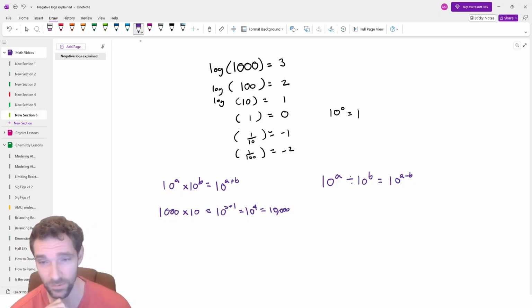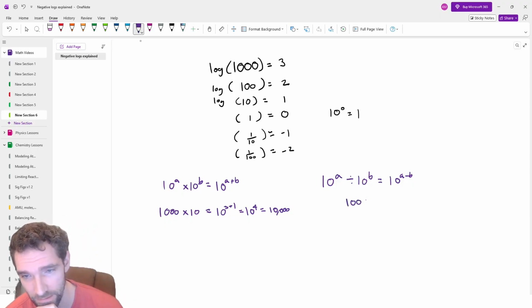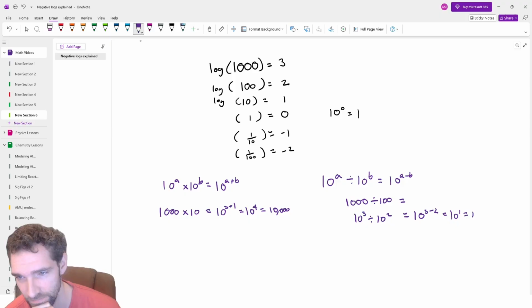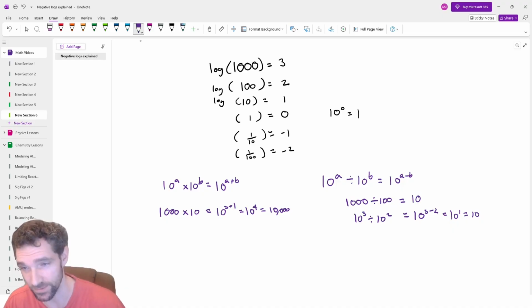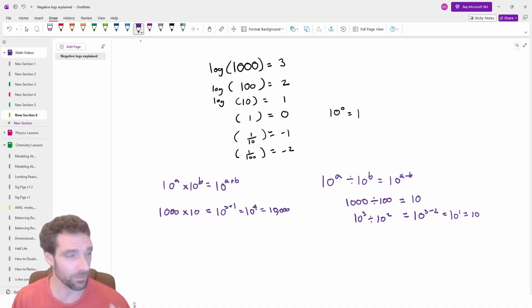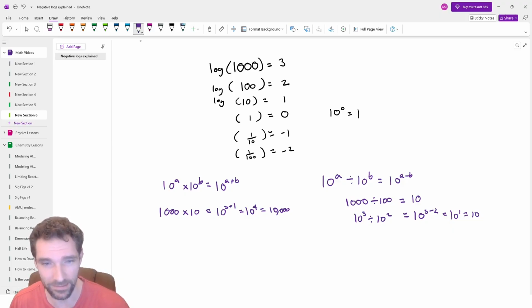I can also do the same sort of thing here, where if I have 1000 and I divide that by 100, that's going to be the same as having 10 up to that third power divided by 10 up to that second power. And you can see that that would be 10 up to 3 minus 2, which is 10 up to that first power, which is just 10. So you can see, if I've got 1000, I divide that into 100 groups, then I get 10 in each group. So when we're working with these positive values, this kind of makes sense.